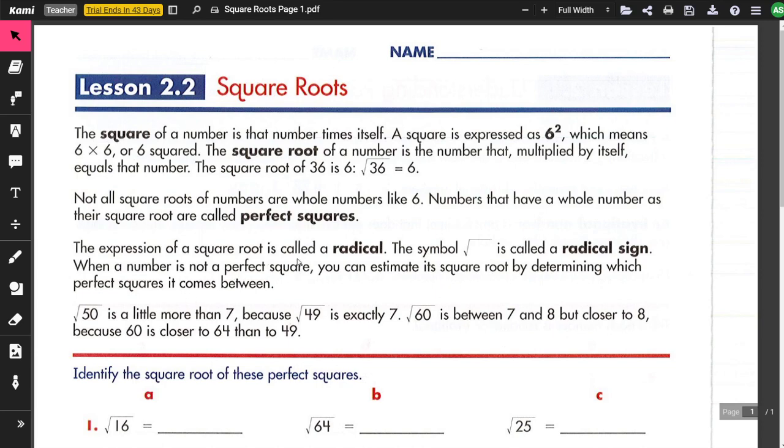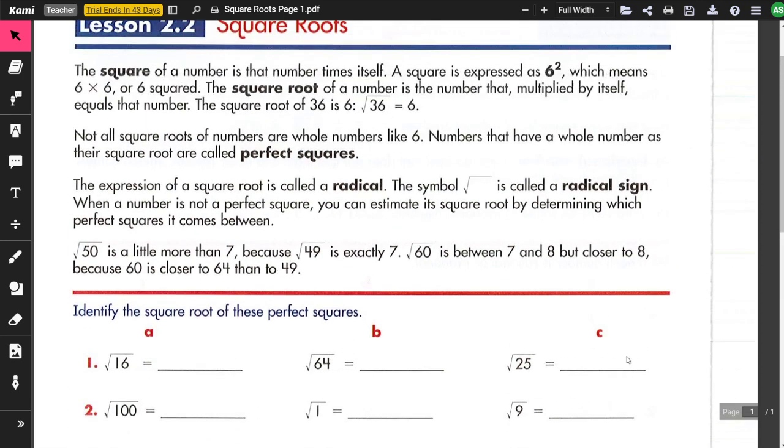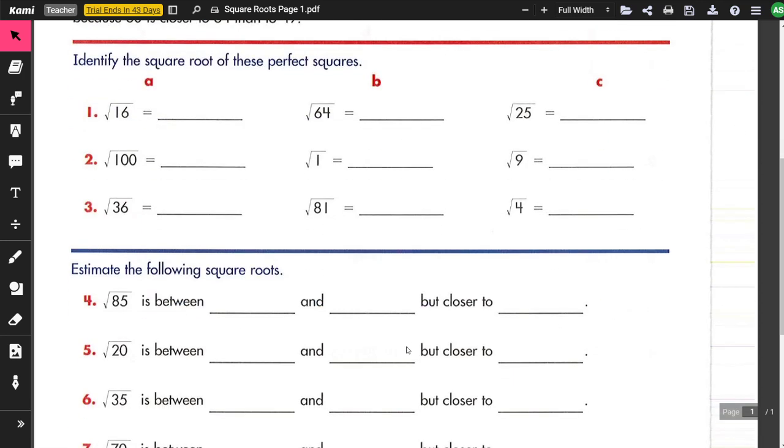So say 7 squared would be 7 times 7, which is 49, but the square root of 49 is 7. They're the inverse of each other. They cancel each other out is what you can think of. So for this first part we're going to find square roots, and the second part we're going to estimate between square roots.